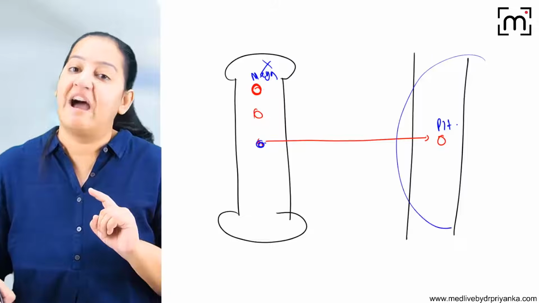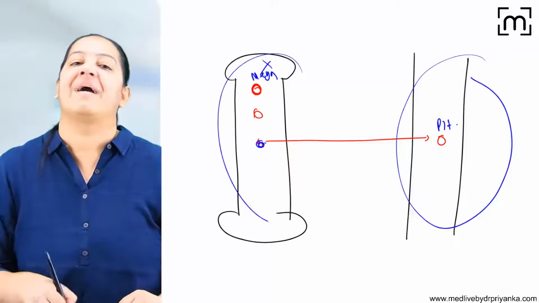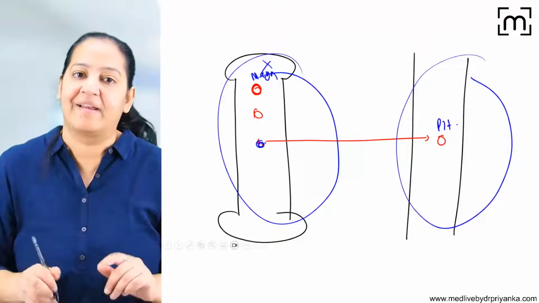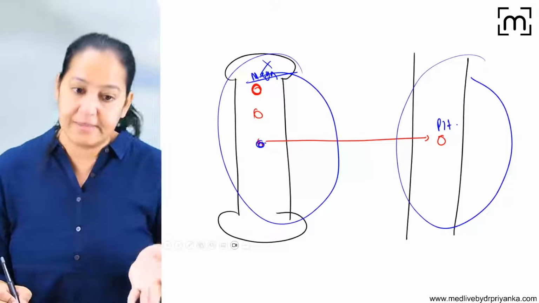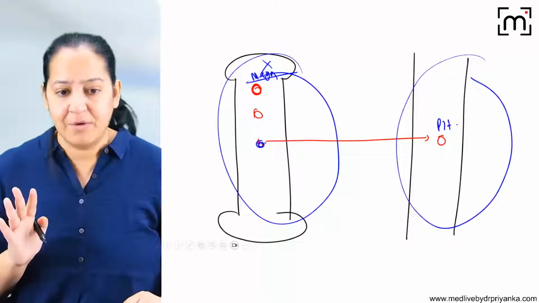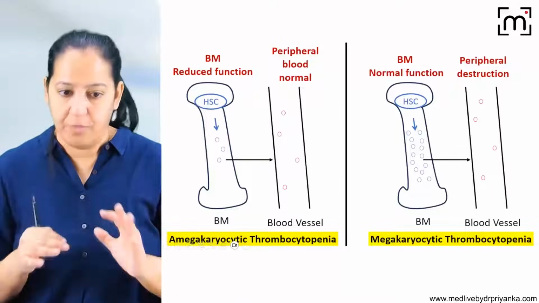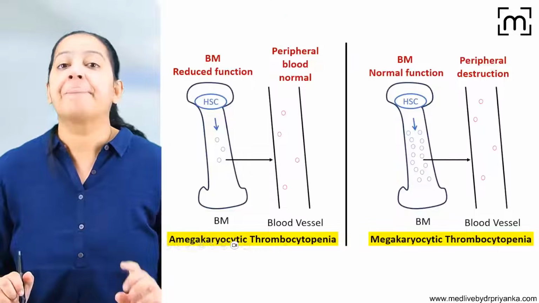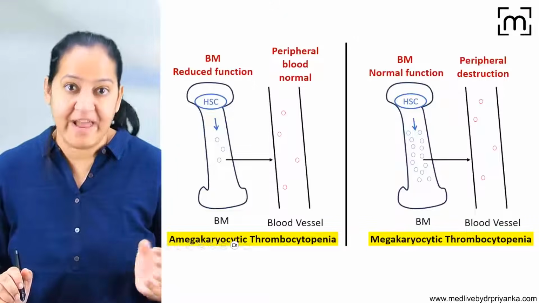So in the blood vessel, we have platelets, but in the bone marrow, we have megakaryocytes, which lead to the formation of platelets. Megakaryocytes are the precursors of the platelet. This is how platelet synthesis takes place in the human body. So this is normal. Now I'm talking about thrombocytopenia. What is thrombocytopenia? The platelets are less than 1.5 lakh per microliter.